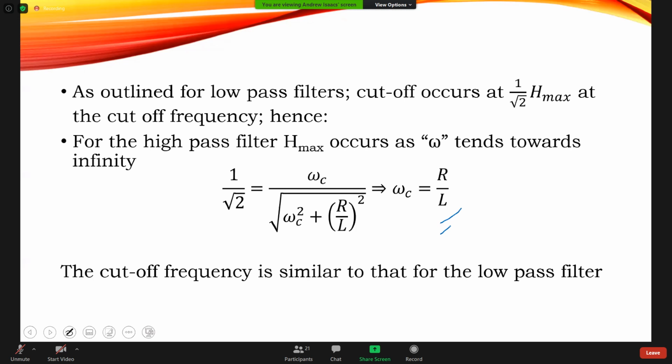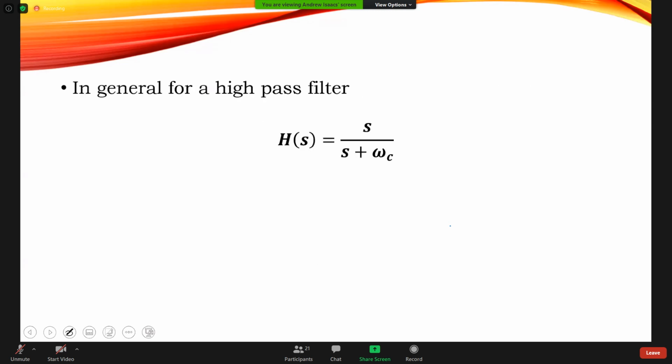And so, as we did with the low pass, where we gave a general expression in terms of its operation, where we had H of S being equal to omega C over S plus omega C, for the high pass filter, H of S is equal to S over S plus omega C.